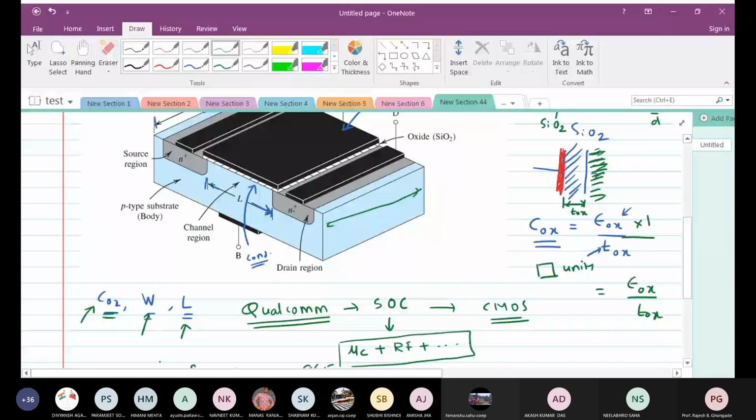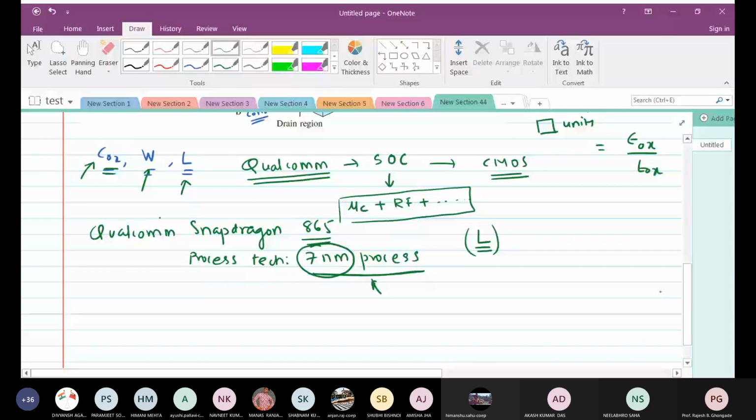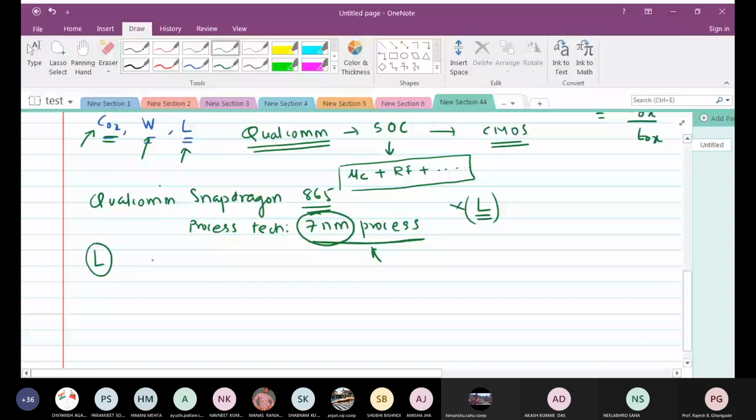Okay, and this is going on shrinking. Now, strictly speaking, this is no longer equal to L, but just for your understanding, I want to tell you that it is equal to L. So have you understood the importance of this L? Yes, sir. Okay, now, as you can see, this L has decreased drastically. Earlier they started with, I think, 180 nanometer, 5, 6, 7 years, 10 years back, and now the current technology is 7 nanometers. In fact, 875, I think, is 5 nanometers. So this is going on decreasing.